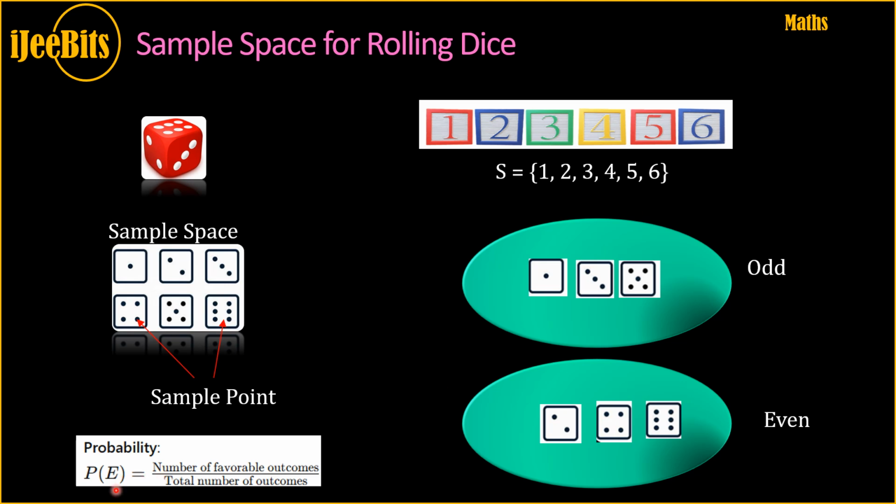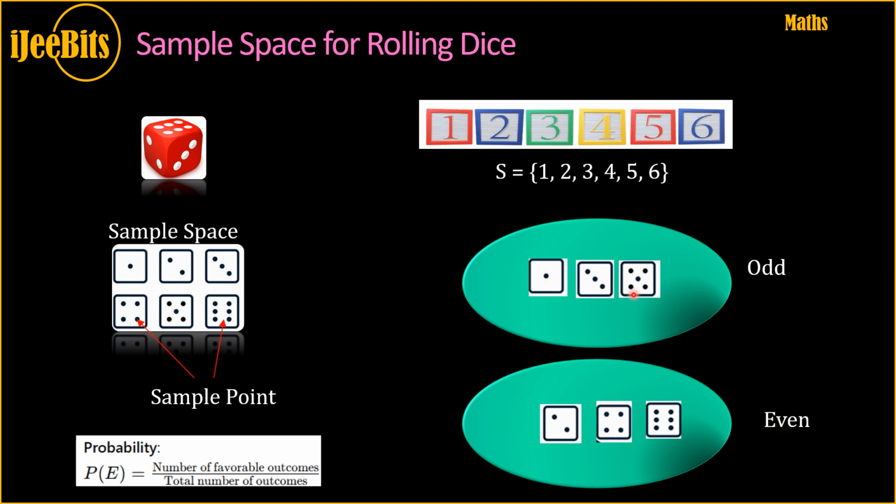Our probability of getting an event is the number of favorable outcomes divided by the total number of possible outcomes. So let's say for instance, you are just looking at odd and even, getting an odd number, getting an even number. Getting an odd number is how many?